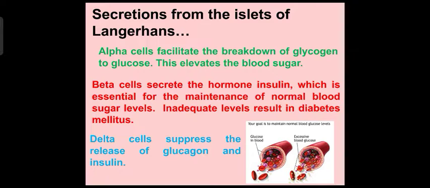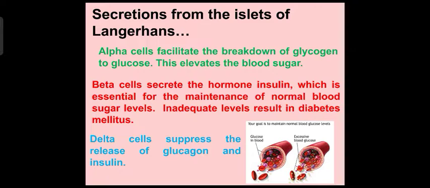Now, beta cells. These cells secrete the hormone we call insulin, which is essential for maintenance of normal blood sugar level. Insulin converts glucose to glycogen. Glycogen is basically food storage in our body, and the conversion of glucose to glycogen we call glycogenesis, in the liver and muscle cells. It helps to maintain the blood glucose level constant. Inadequate levels result in diabetes mellitus.